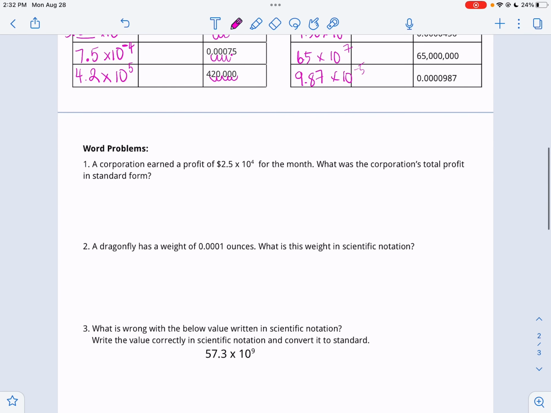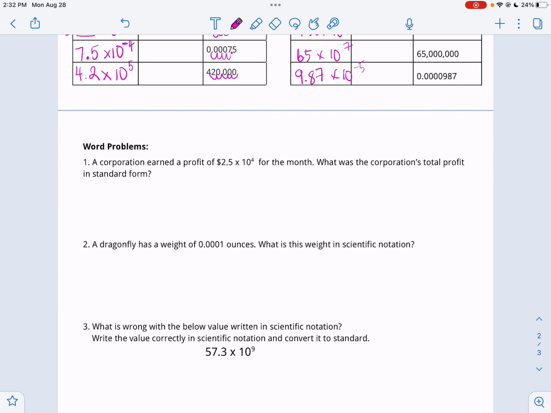Okay, word problems. A corporation earned a profit of $2.50 times 10 to the 4th power for the month. What was the corporation's total profit in standard form? So I'm just going to take the number. I noticed that my exponent is a positive 4, so I'm going to have to create a number that is greater than 1, so it makes sense to move my decimal to the right. 1, 2, 3, 4 times. Put a $ sign back. So my answer should be 25,000.